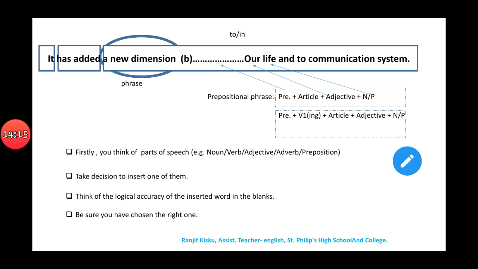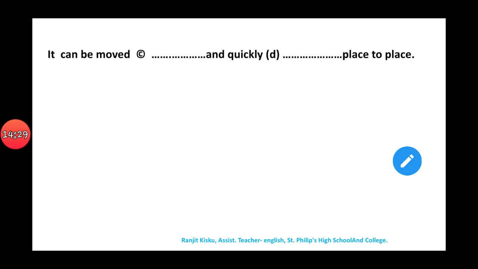It's a phrase. Let's see. Preposition, you can use to or in. Which one will you use? Obviously to, not in. So let's move on. Our third sentence: It can be moved dash and quickly dash place to place. Place to place.